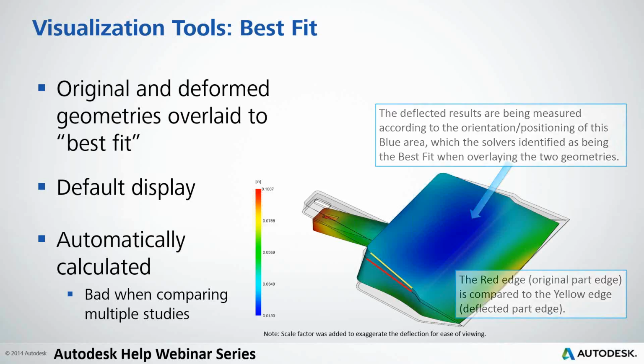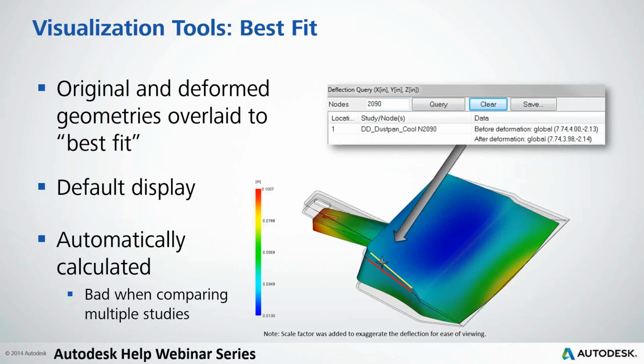Now, as I mentioned, it is a measurement of the before and after deflection. So if you use the query tool, you can see in this screenshot here, it pretty much spells out before and after, and gives you the coordinates of any points or places on that part that you select. And this can be helpful whenever you are comparing what exactly is happening with that part.